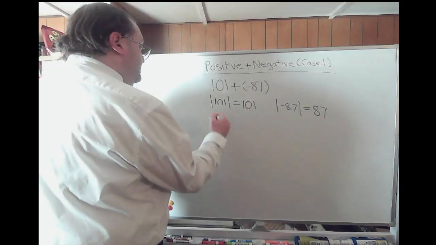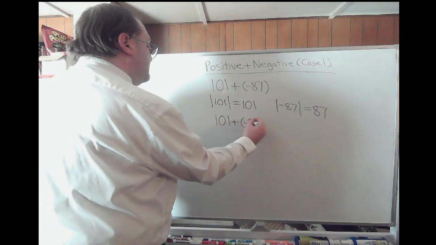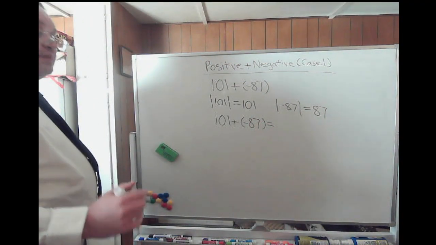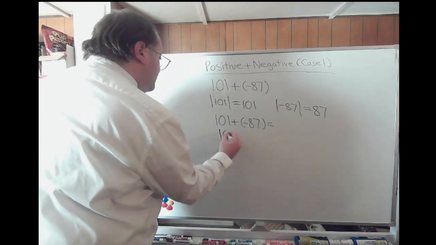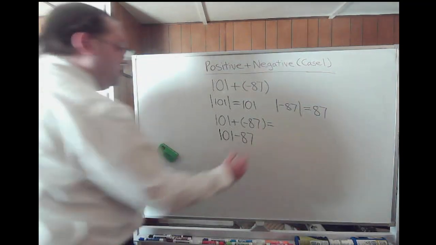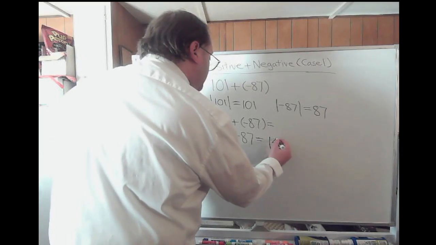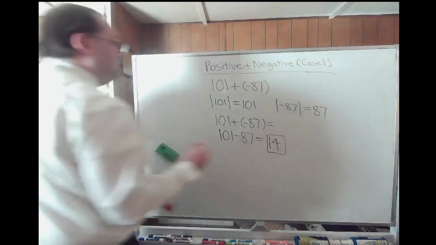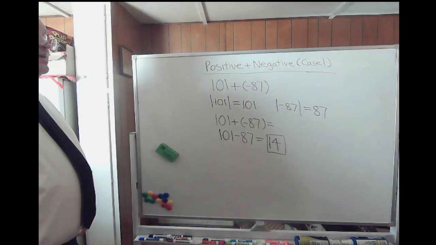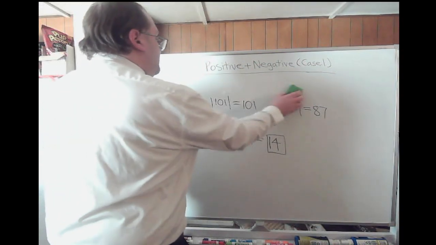So let's say then we have 101 plus negative 87. Well, we know that if it's plus a minus, that's the same as minus. So 101 plus negative 87 is equal to 101 minus 87, which now is just a simple subtraction problem. It equals 14. So the answer to 101 plus negative 87 is equal to positive 14. All right.